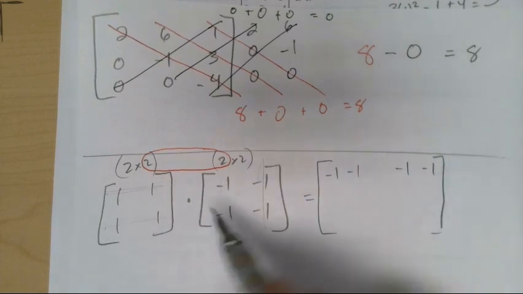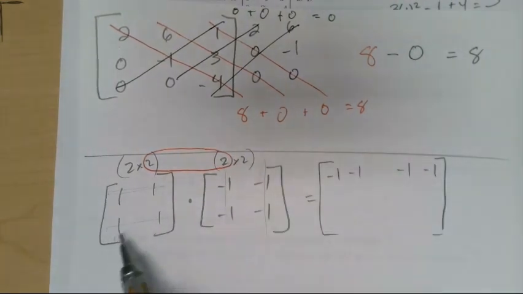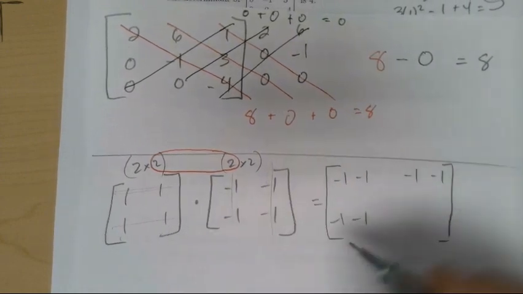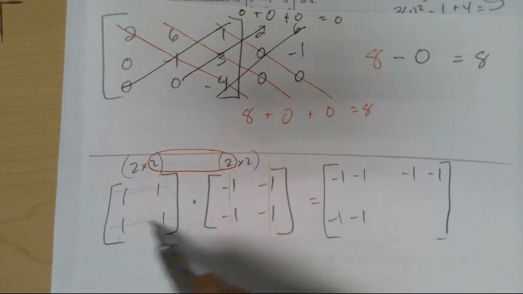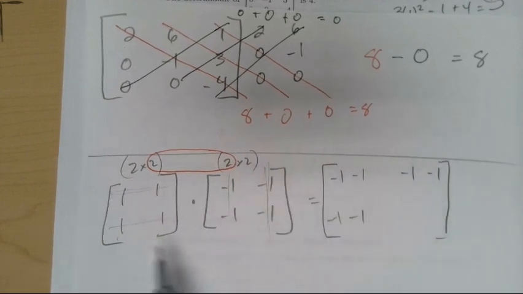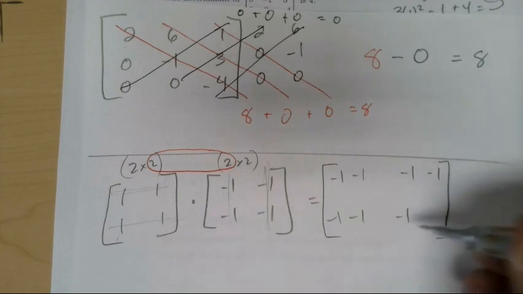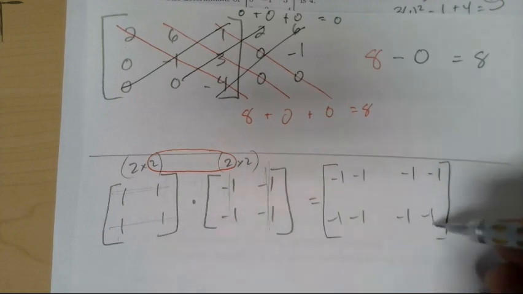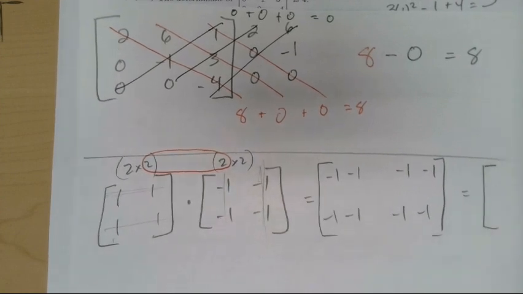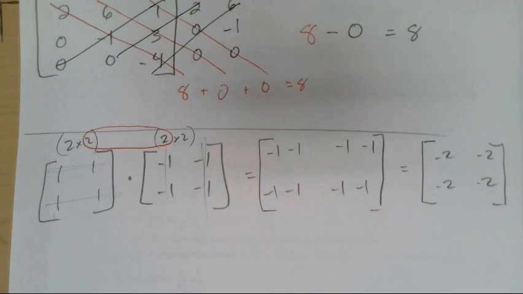Now I go second row, first column. 1 times -1 is -1. 1 times -1 is -1. And then second row, second column. 1 times -1 is -1. 1 times -1 is -1. And in the end, I end up with -2, -2, -2, -2. There. Now we can see it.